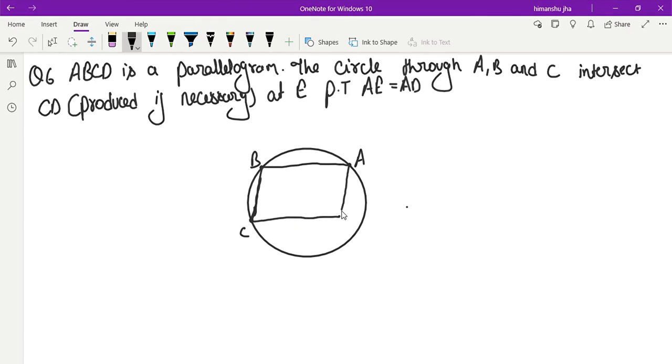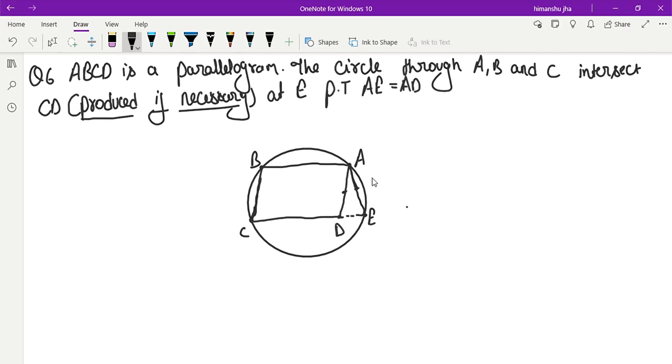So D point is somewhere here, and we will produce D point to E. Produce it if necessary. It is required, so produce it. Now, what they are asking is AE, A to E, this distance, AE is equal to AD.